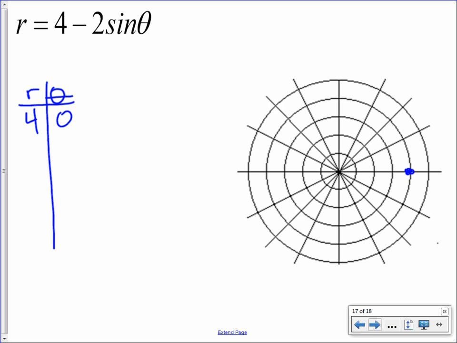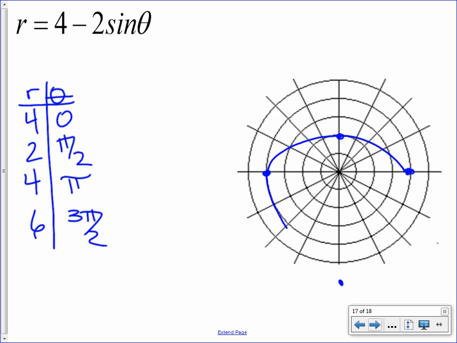If we plug in pi over 2, we plug in pi, and if we plug in 3 pi over 2. So we start here. How many zeros do we have? 0. We don't go through the pole, so we don't have a zero.